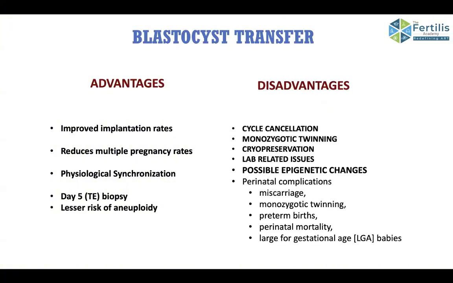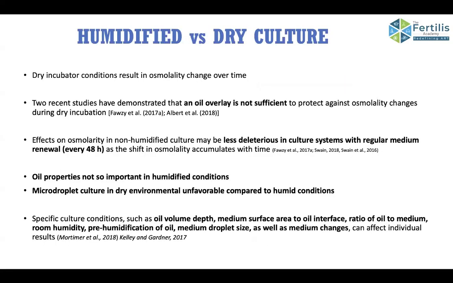Blastocyst and cleavage, there have been many advantages and disadvantages. All of you are aware of it. Blastocyst improves implantation rates, reduces multiple pregnancy. It's a physiological way of transferring the embryo. You can take a biopsy from day 5, day 6 embryo. There's less risk of aneuploidy. There's less mosaicism. Disadvantages are that there's a high degree of cycle cancellation, monozygotic twinning, you lose on cryopreservation, and possibly there are epigenetic effects which are associated with prolonged cultures. So these are the things which you have to consider.